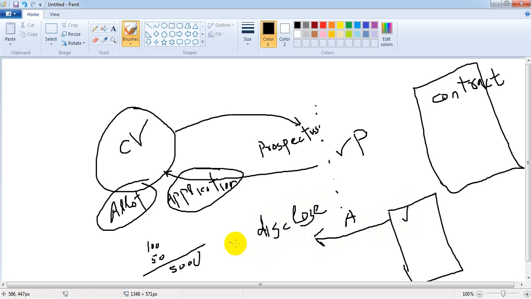Disclose each and everything about the company to the public. Then they will compare the contract with the prospectus, to check that each and everything is disclosed properly or not.